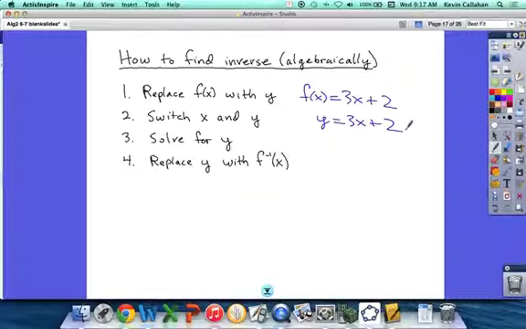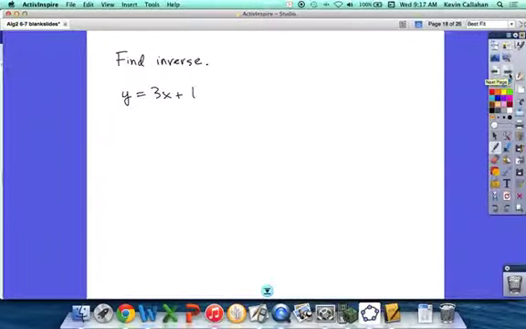Okay. So we'll do a few of those. Find the inverse. Y equals 3x plus 1. Okay, so the first step says replace f of x with y. It's already replaced. What should I do next? Switch the x and the y. X equals 3y plus 1.